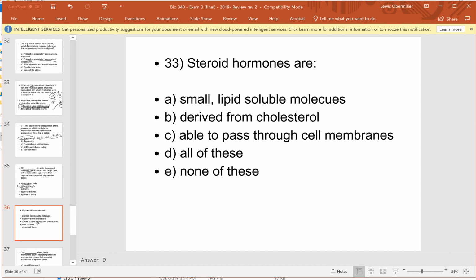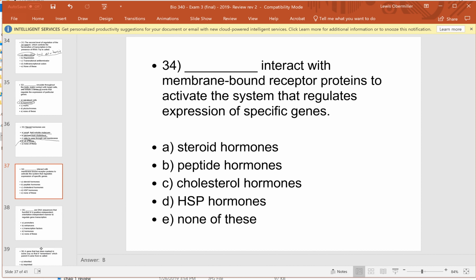Steroid hormones are small, lipid-soluble molecules because they're steroid hormones, not protein hormones. They are all synthesized from cholesterol, and they are all able to pass through cell membranes just like cholesterol. So the answer is D, all of these. Peptide hormones never enter the cell because they can't. They interact with membrane-bound receptors, and we'll talk about this tomorrow. So the answer is peptide hormones, which is B.